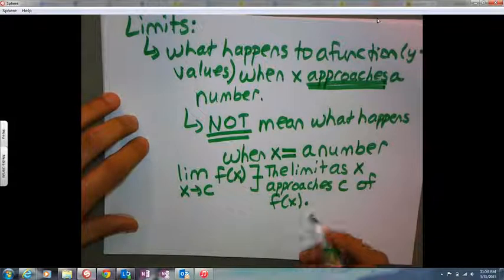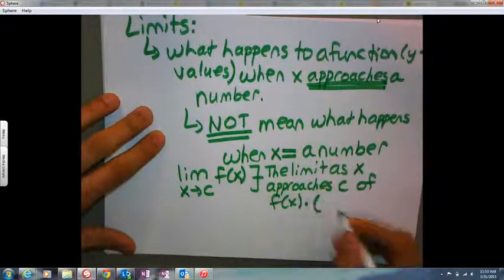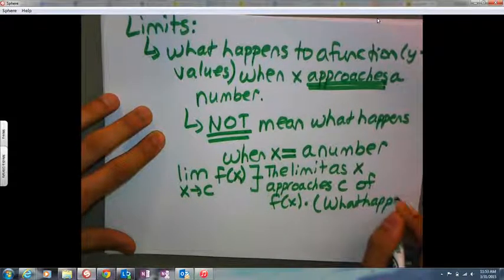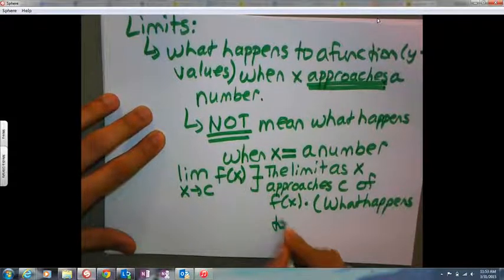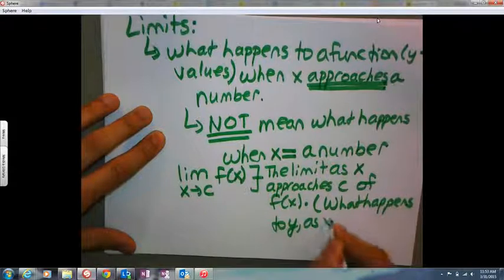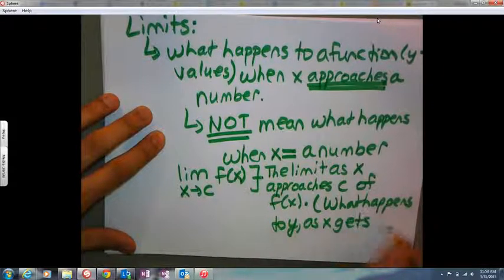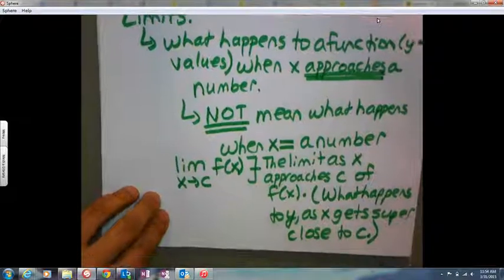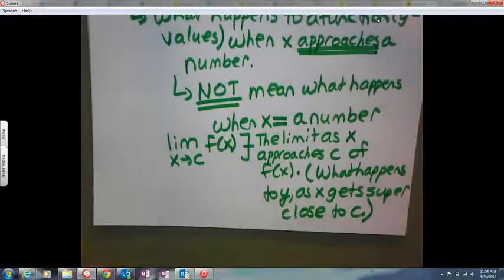In English, it is what happens to y as x gets super close to c. I know that seems very casual language, but that's actually what it means. It's often helpful to think about math in some very basic casual language.